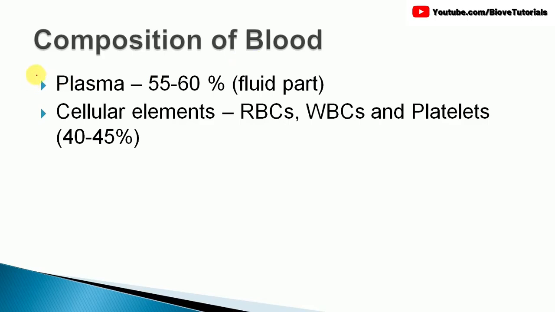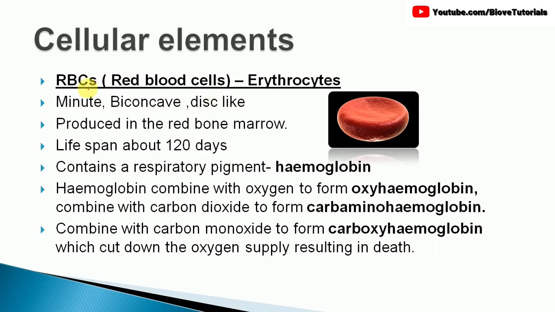If we divide blood into two parts, the liquid part is called the plasma, which is 55 to 60% of the blood. It is the fluid part, we call it plasma. And there are certain cellular elements, which are RBCs, WBCs. RBC means red blood cells, WBC white blood cells, and platelets. Okay, so these are certain elements which are found in the blood, and they comprise 40 to 45% of the blood. Now these cellular elements we will study.